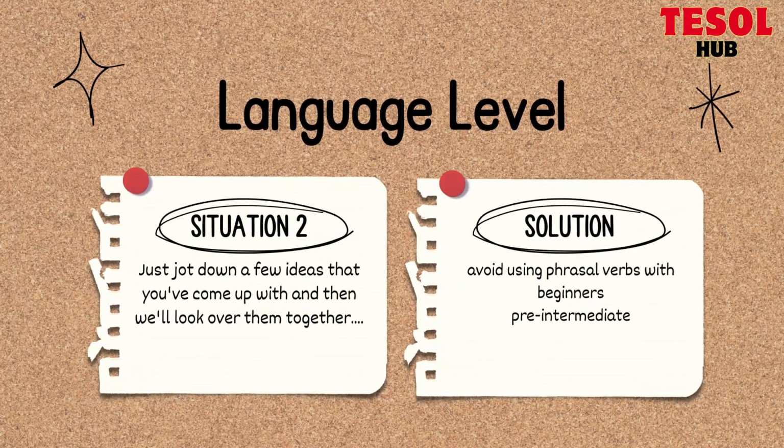Situation number 2. Look at the lines. Just jot down a few ideas that you've come up with, and then we will look over them together. Here you didn't use challenging words, but you used phrasal verbs. And there are some problems with students understanding phrasal verbs, especially if they are young learners. So you need to avoid using phrasal verbs with beginners and pre-intermediate.